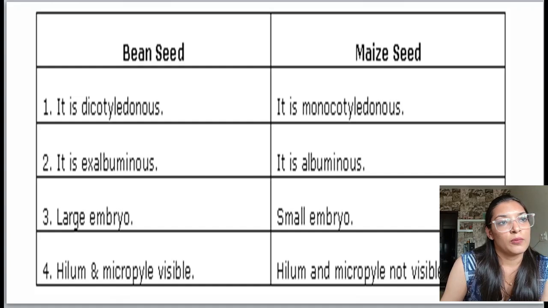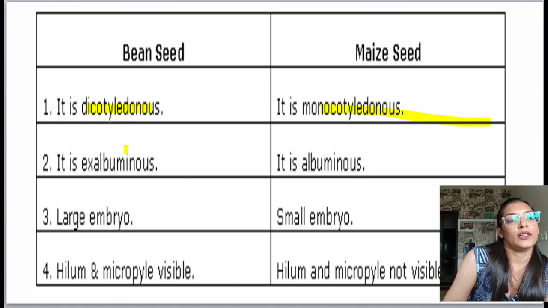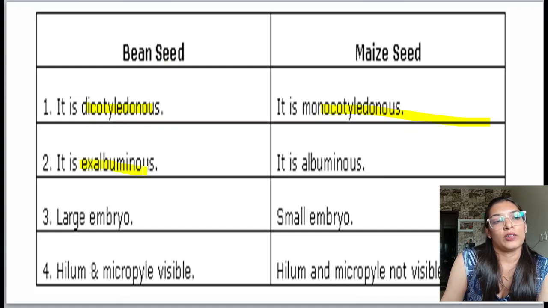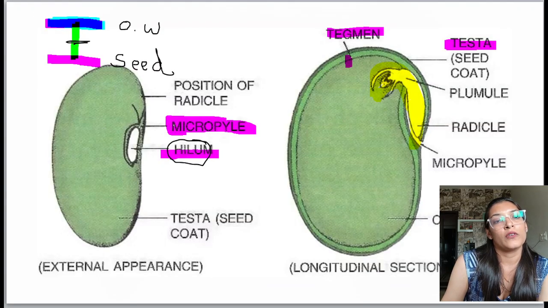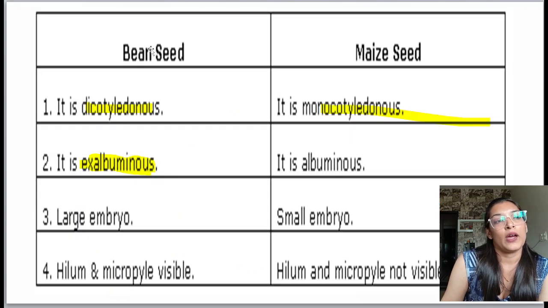Alright, so these are some of the differences between bean seed and maize seed. You can observe bean seed is a dicot, maize seed is a monocot. That means monocot has one cotyledon, dicot means two cotyledons. Bean seed is ex-albuminous. What do you mean by ex-albuminous? That the endosperm has been exhausted or used up. See, here you cannot observe the endosperm separately. Like here, I told you that the yellow portion of the maize, the bhutta which you eat, is the endosperm. So the endosperm is persistent in case of maize.